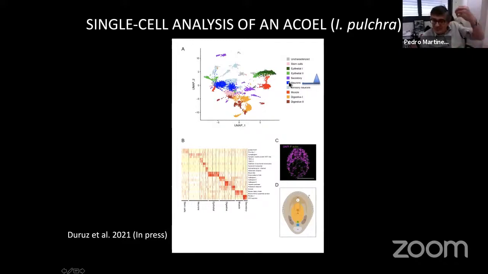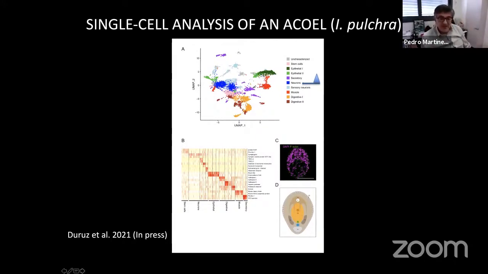When you reanalyze this data, you can get access to all the diversity of neurons and neuron phenotypes within the animal. This has been done for Isodiametra pulchra, and we are about to finish it for a different acoel. This is another way of understanding the diversity, but what we want to know is how all the neurons are located within the body of the animal.